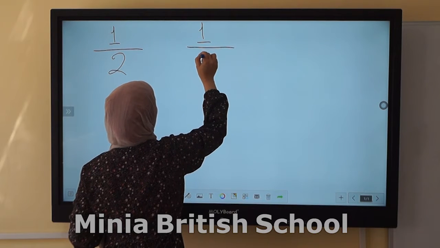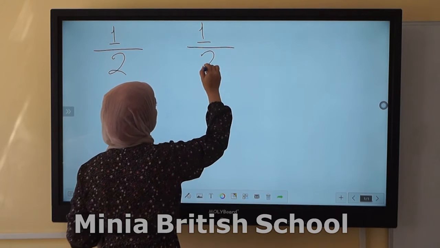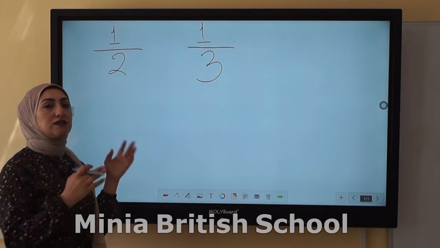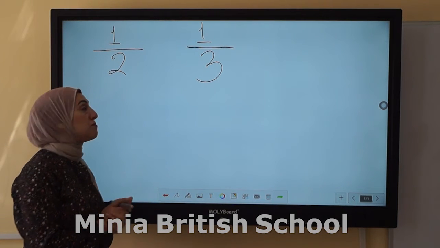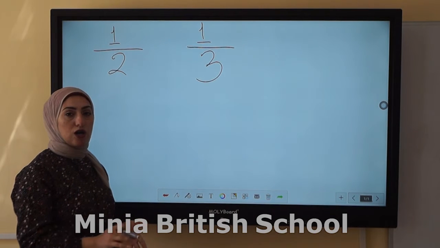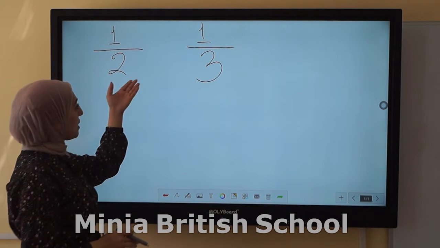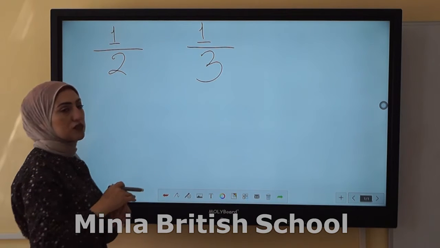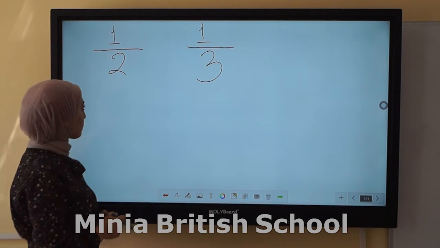Here I have 1/2 and 1/3, and I want to compare between them. The numerators are the same. The numerators are the same. And the denominators are different. So, which one is the greatest and why?